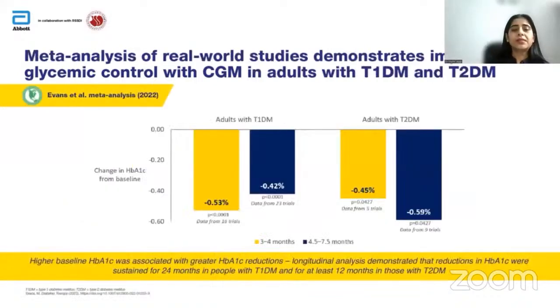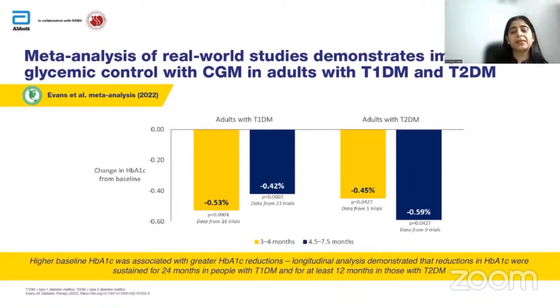Now moving on, this is a meta-analysis by Mark Evans et al. of real-world studies that have demonstrated improved glycemic control with CGM in adults with type 1 as well as type 2 diabetes. So you can see adults with type 1 diabetes having a much better change in HbA1c from baseline at 3 to 4 months as well as 4.5 to 7.5 months, and again similar reductions in adults with type 2 diabetes.